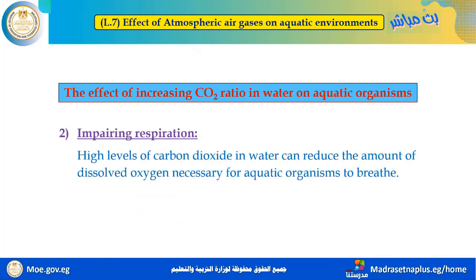The second, impairing respiration. Why impairing respiration? Because high levels of carbon dioxide in water can reduce the amount of dissolved oxygen necessary for aquatic organisms to breathe. So by increasing the ratio of carbon dioxide, that really affects the ratio of the oxygen also, and this will affect the respiration of the living organism.